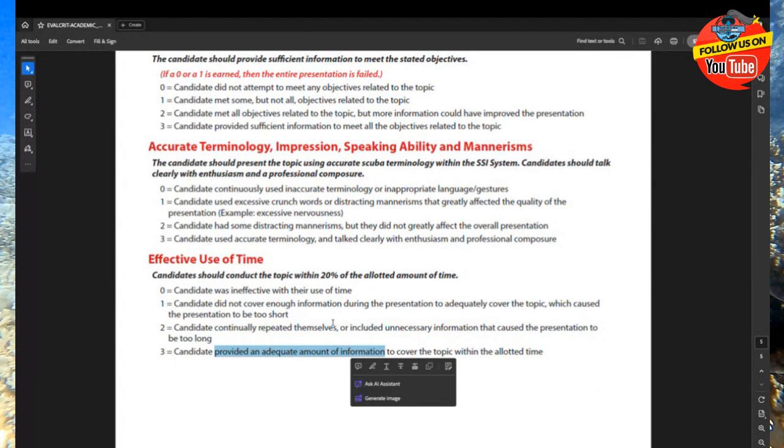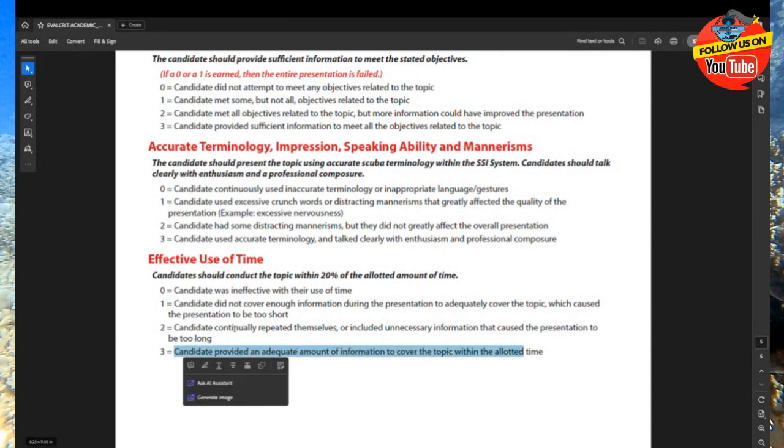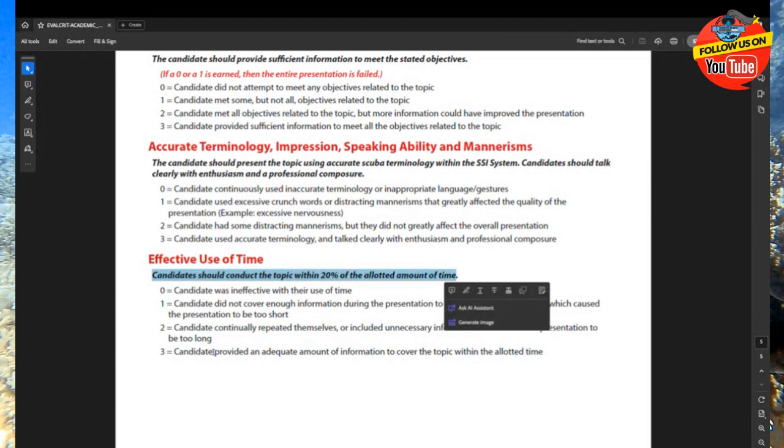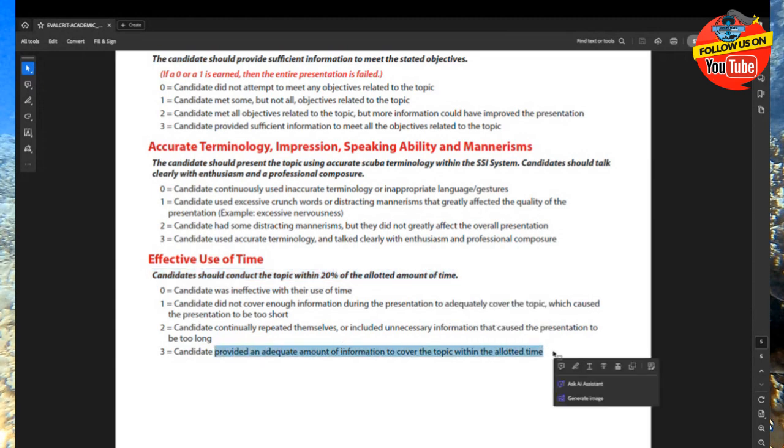So really, in my opinion, this is a super easy one to argue, as long as you make sure you cover the correct information without going over and including unnecessary information. So just be aware. This is one of those that is easy to argue, and even though it says within 20% of allotted time, as long as you're careful and don't repeat yourself and you cover it accurately without unnecessary information, it's a real easy one to get a 3 in.